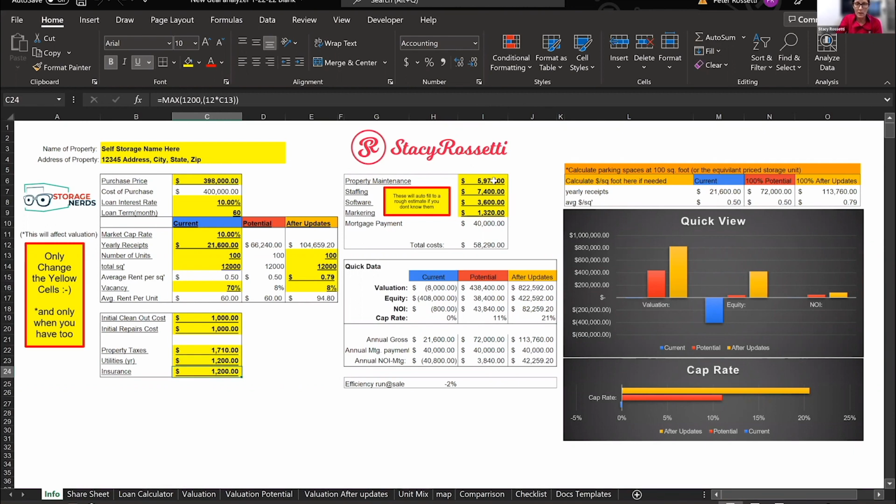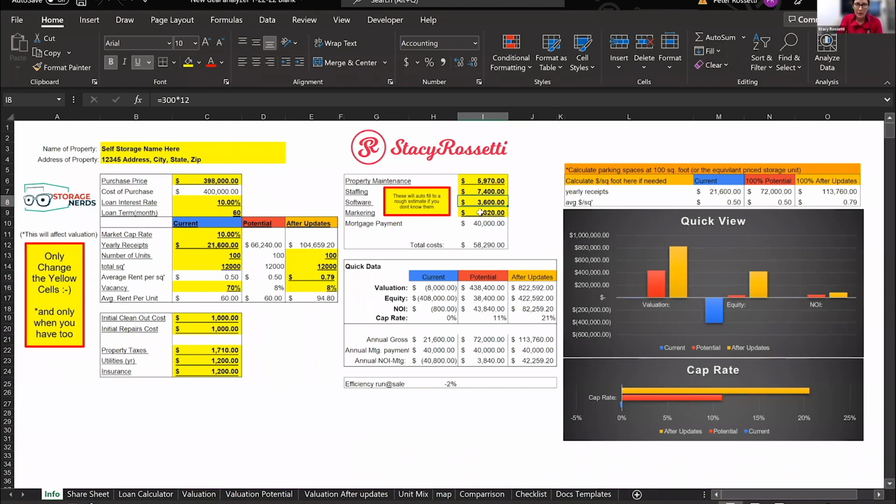Here you can also see property maintenance, which is how much maintenance you have to do to the facility on an ongoing basis, as the boots on the ground person. Then the staffing, and how much it costs for the people you hire, like the phone person or an office manager. And then the software: how much it costs for your monthly payment of software and internet, and the website and this kind of stuff.